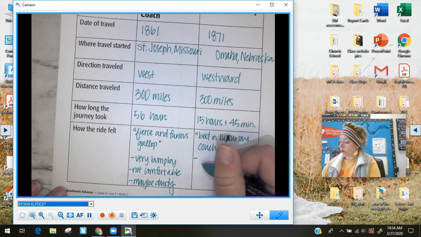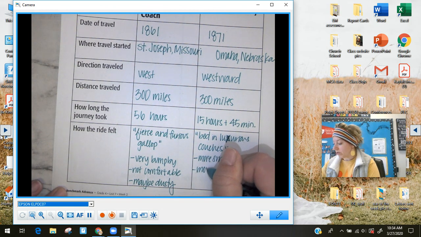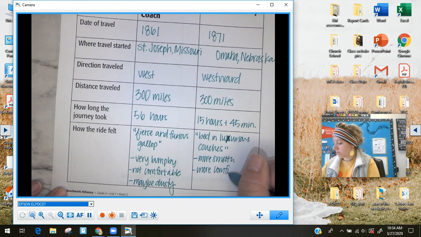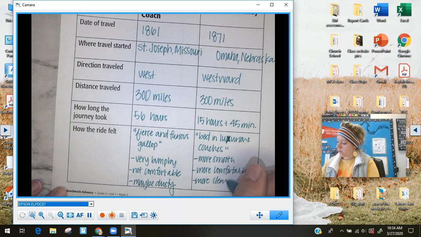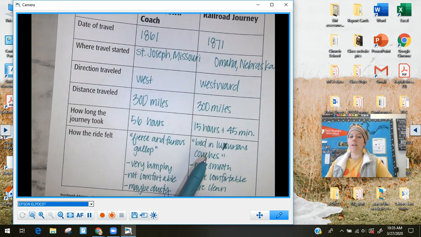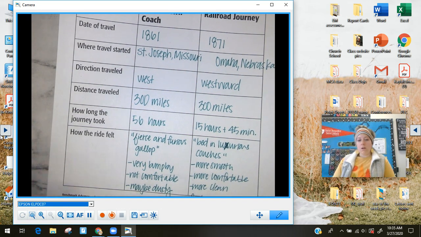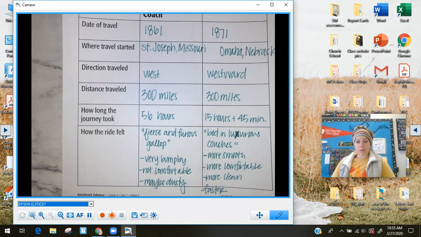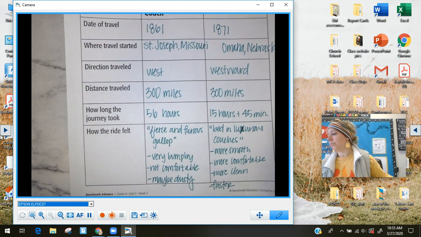The ride was probably more smooth. It was more comfortable. Probably more clean. And overall, it was what? 56 hours versus 15 hours. It was much faster. Now, I don't know about you, but if I had a really, really long journey to go on, I would much rather go on a train than a horse-drawn buggy. Okay. All right. So that's our lesson for today.